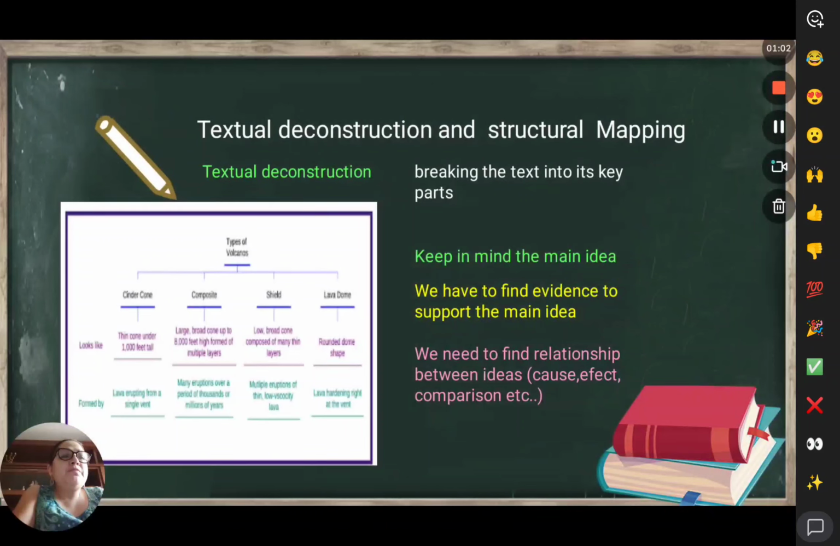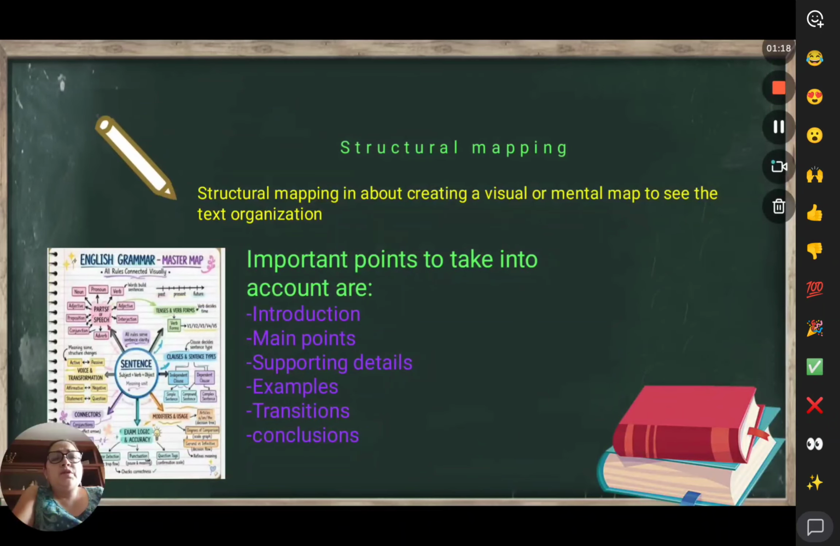We also need to keep in mind the main idea, so we also have to find evidence to support the main idea. We need to find relationships between ideas: cause, effects, comparisons, etc. And structural mapping is about creating a visual map. It can also be mental, to see the text organization, as you can see in the image. Some points to take into account are introduction, main points, supporting details, examples, transitions, and conclusions.